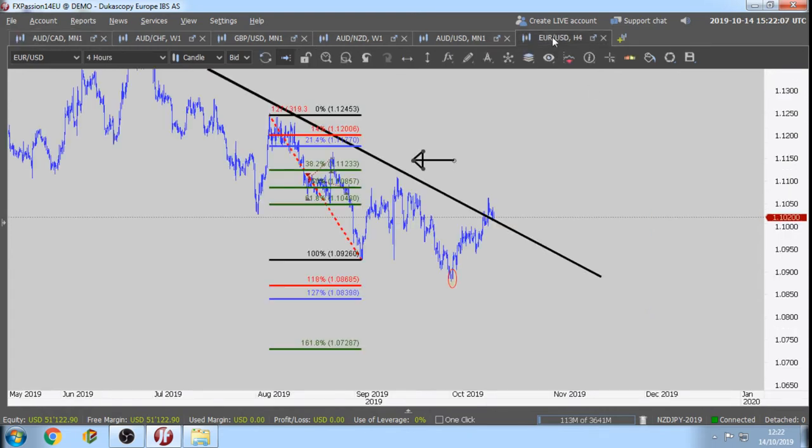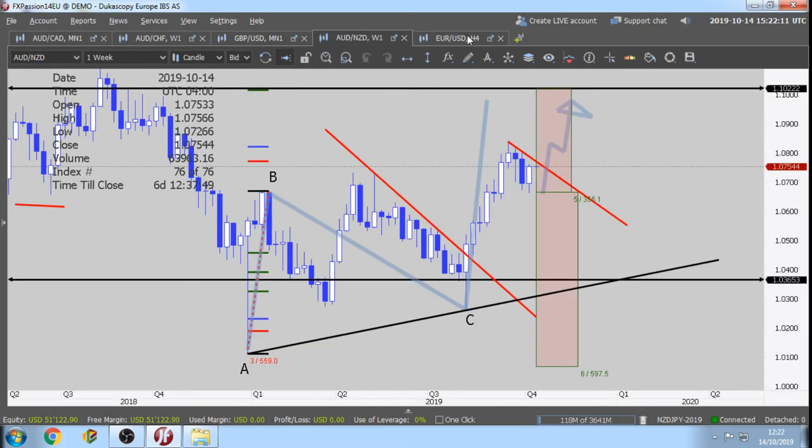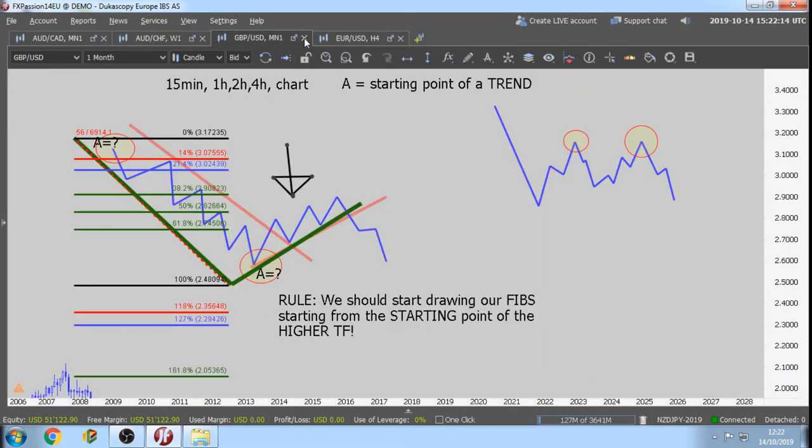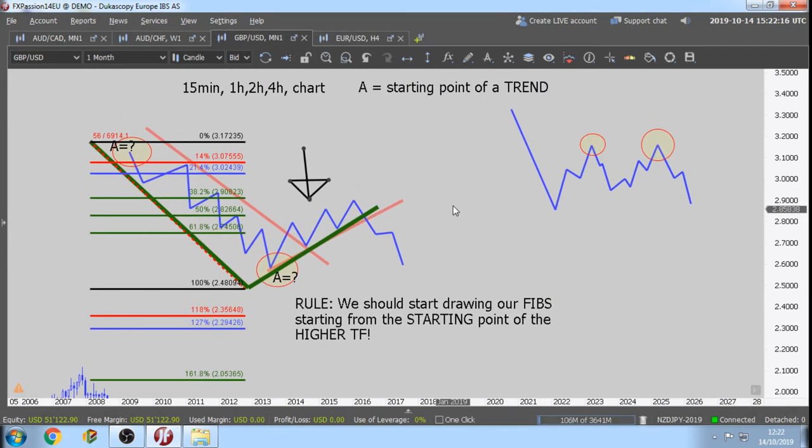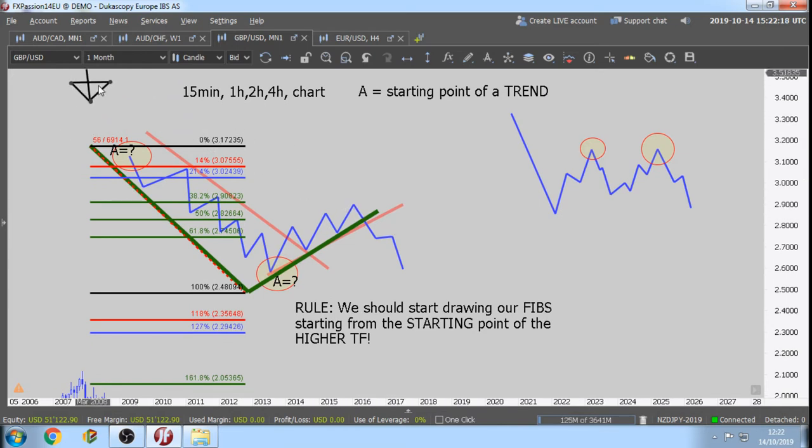Do you understand this? Why should you start, let me find, not this one, there you go, why should you start up in here at the top? It's a rule, right? We should start drawing our Fibonacci starting from the starting point of the higher time frame. Any questions? Okay, if there is no question, tell me a currency pair that is in a downtrend.